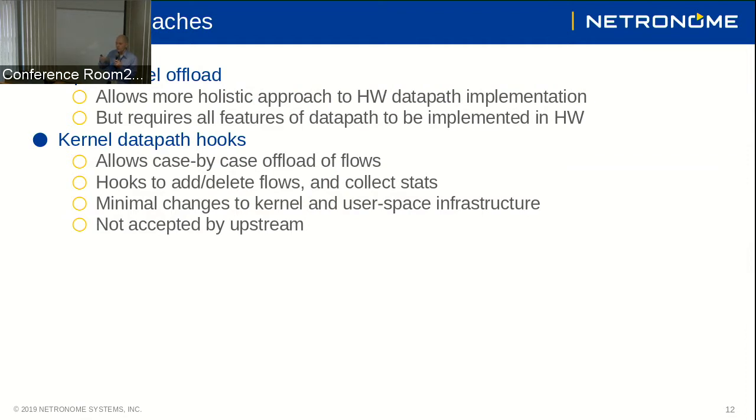So then the next evolution, the next solution that Netronome came up with, which is publicly available but is not upstream, was essentially to hook into the OVS kernel data path at certain points. When it would, for instance, see a request to add a new flow, it would reflect that request both in the software, which is the existing path, and down into hardware. So flow life cycle management, but also statistics, were handled in this way.